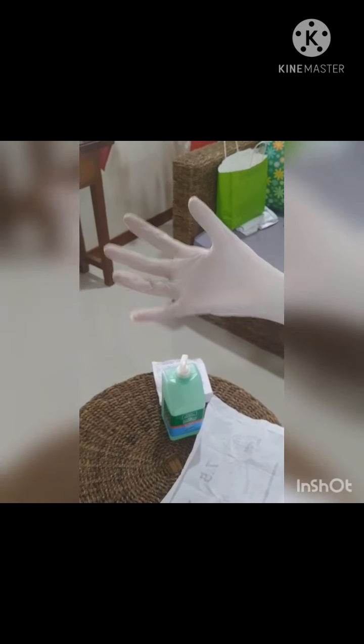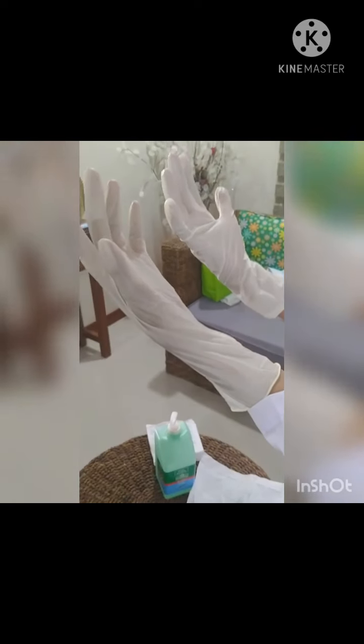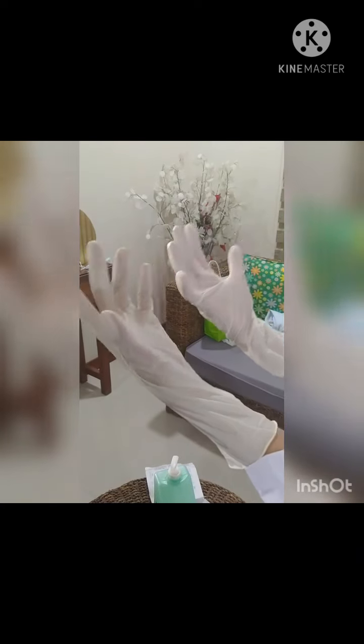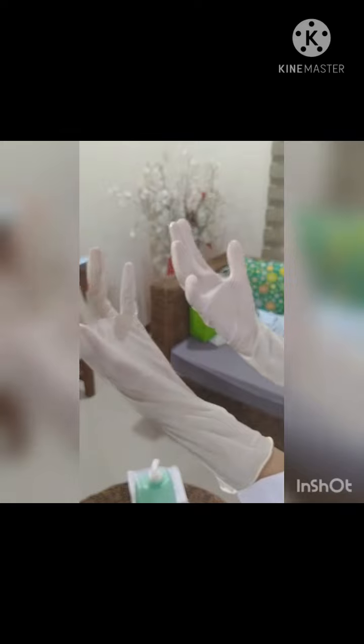And then adjust both gloves to fit your fingers if necessary, and pull the fingers of the gloves down so that there is no excess at the fingertips. And then keep your hands between shoulder and waist level in front of you. And then after that is to remove and dispose of the used gloves.